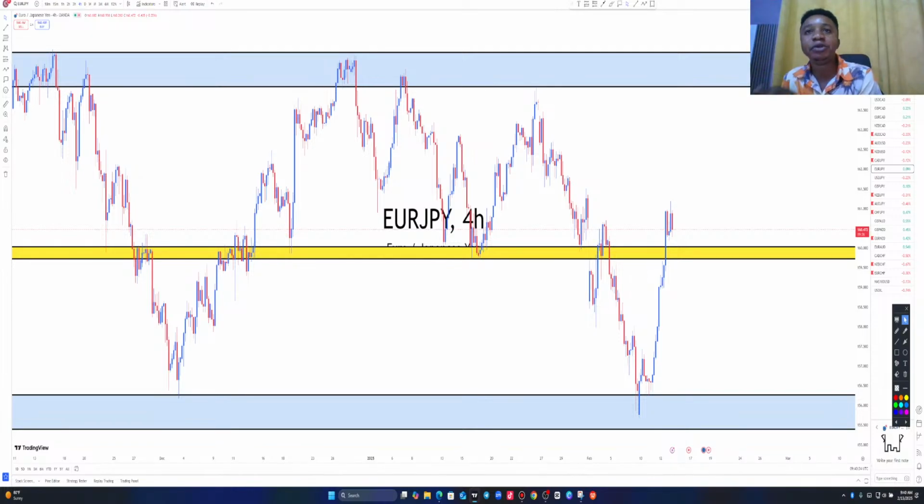The zones will help me to know the direction. The zone will help me to do my analysis carefully. The zone will help me to be able to pick entry. Everything is about the zones. You understand? So the zones are very, very important.